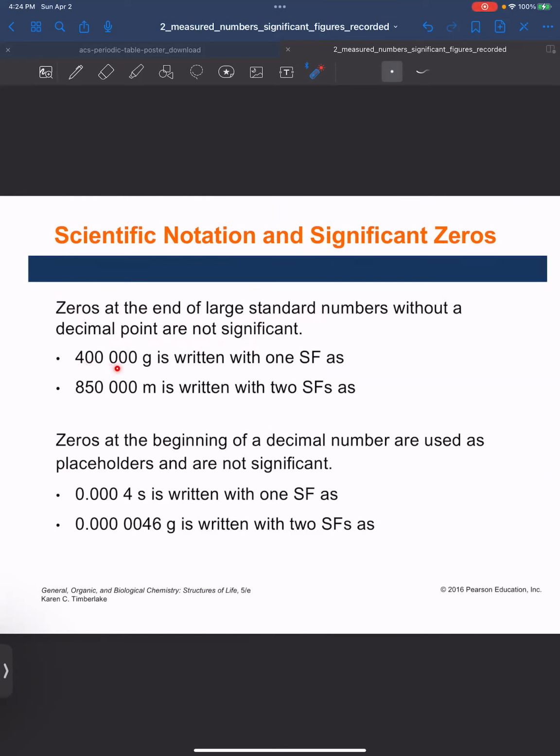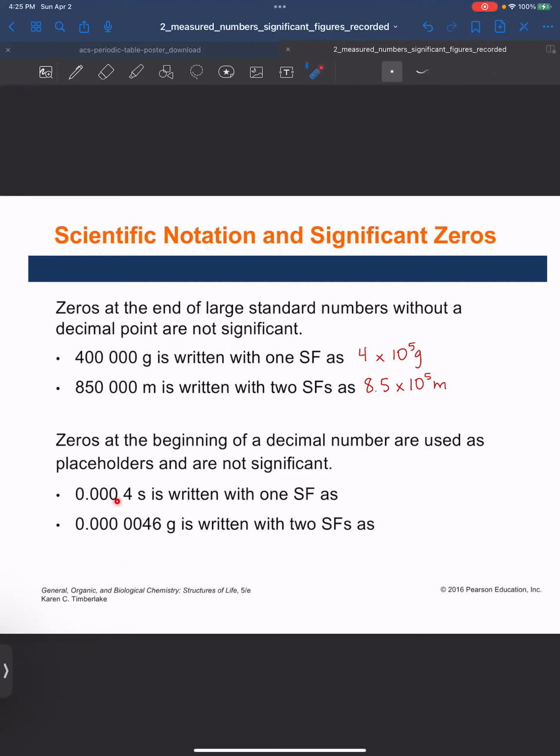So if you wanted to write this value in scientific notation indicating only 1 significant figure, you would write 4 times 10 to the what? Good, to the 5th grams. Make sure you always include units if they're there. So this helps us to indicate only 1 significant figure in scientific notation. What about this second measurement? If we only wanted to write it with 2 significant figures, how would you write that? Good, so you would write 8.5 times 10 to the 5th meters. Excellent.